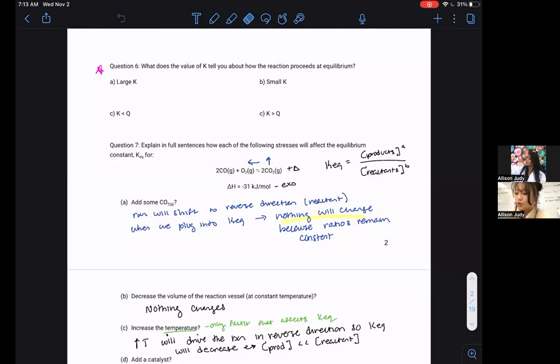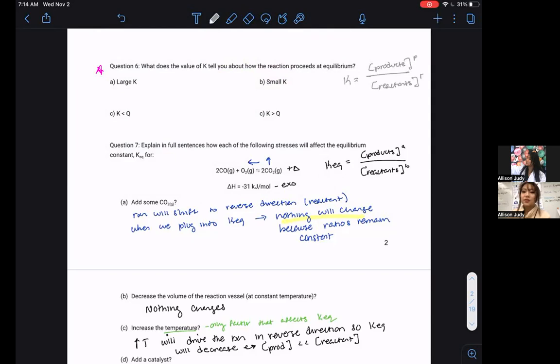On page 2, question number 6 in your Unit 7 workbook: what does the value of K tell you about how the reaction proceeds at equilibrium? If we have a large K value, don't forget that K equilibrium is a mathematical expression that involves the ratio between the concentration of products raised to their relative coefficients, all over the concentration of reactants raised to their respective coefficients.